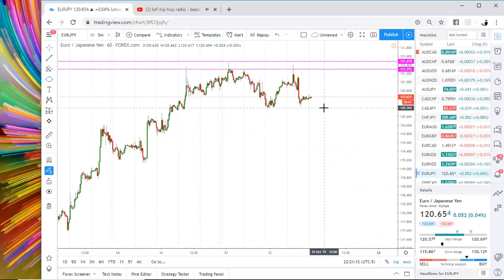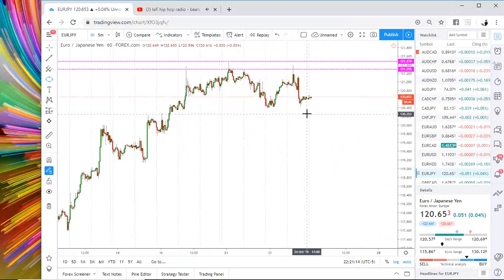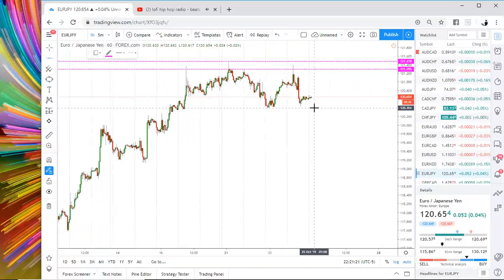Oh yeah, how I'm making these lines. I know everyone probably notices that I'm not going over here, clicking this, going to horizontal line, and then finding it and clicking it.